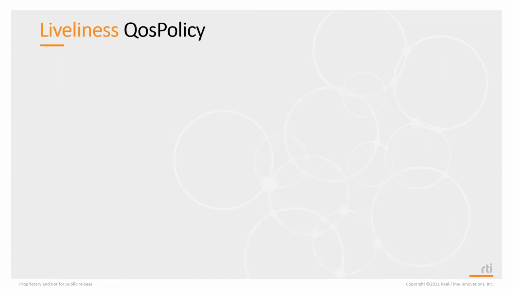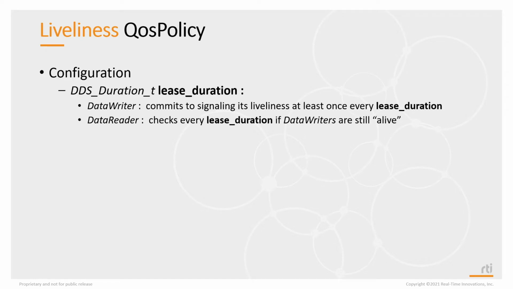Let's talk about the configuration of the Liveliness QoS policy. The first thing we have is something called lease duration. The lease duration is set for data writers and data readers. For data writers, this means that the data writer will signal, either send data or a liveliness packet, at least once every lease duration. When you set this value for data readers, it means please check to make sure that data writer is alive at this lease duration period.